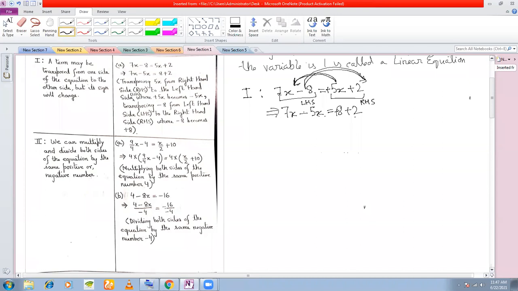Any number that you transpose from one side, from the left hand to the right hand side, or the right hand side to the left hand side, the sign must change. You must change the sign. Okay, this is the first rule.